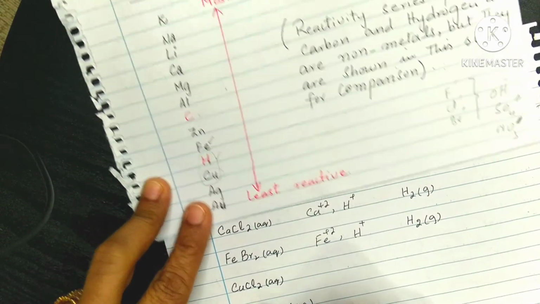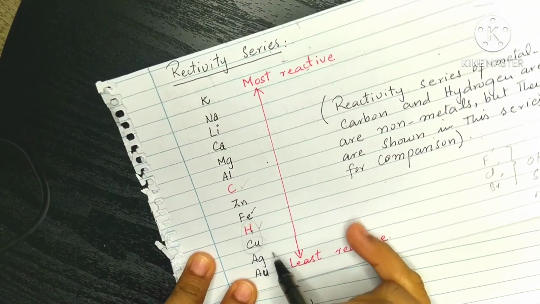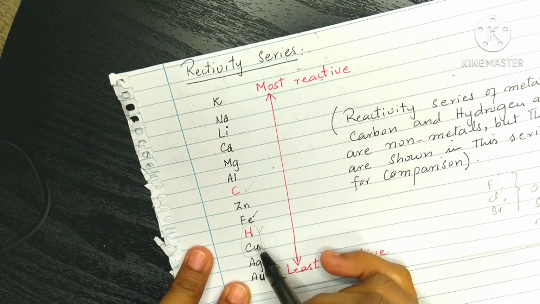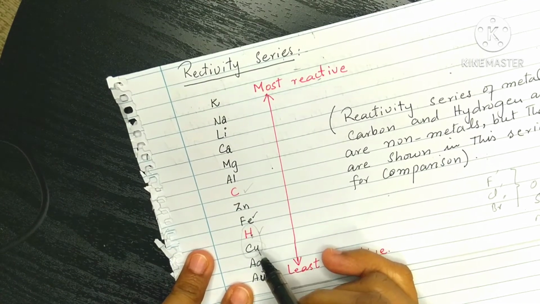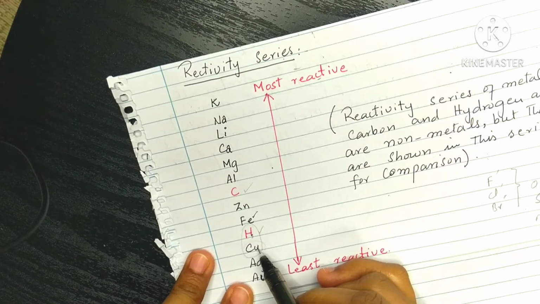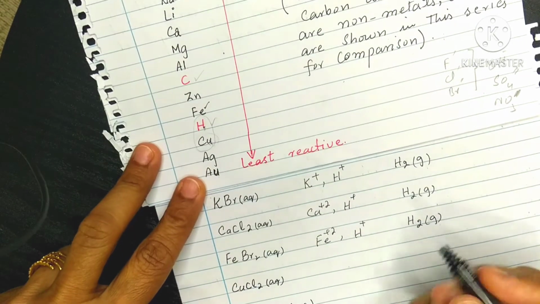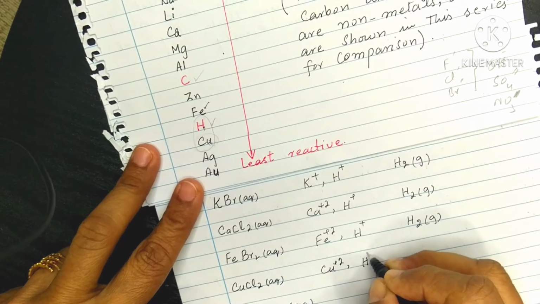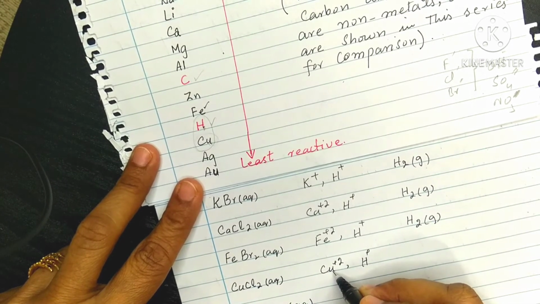In the case of copper chloride, if we see the position of copper and hydrogen in the reactivity series, copper is less reactive than hydrogen. Here copper will deposit at the cathode and hydrogen will remain in the solution. Copper and hydrogen: so copper is less reactive.